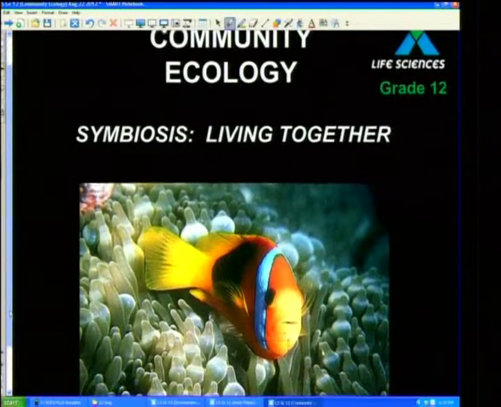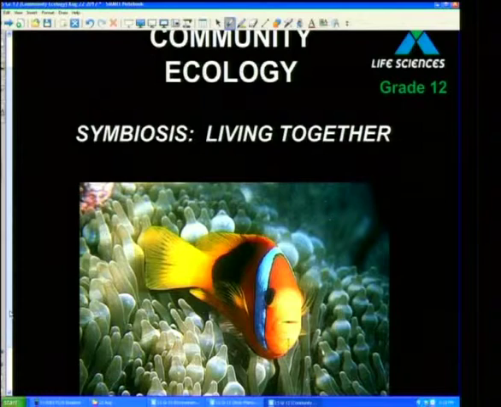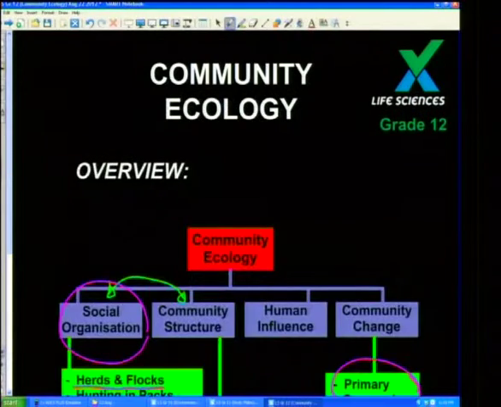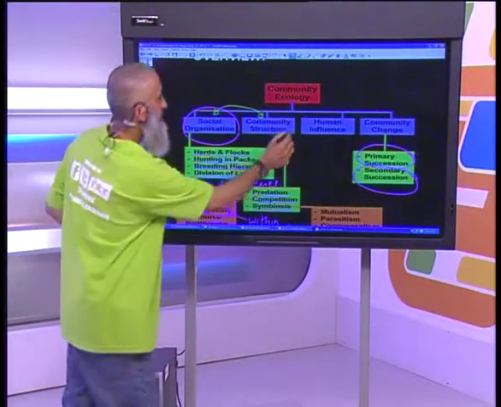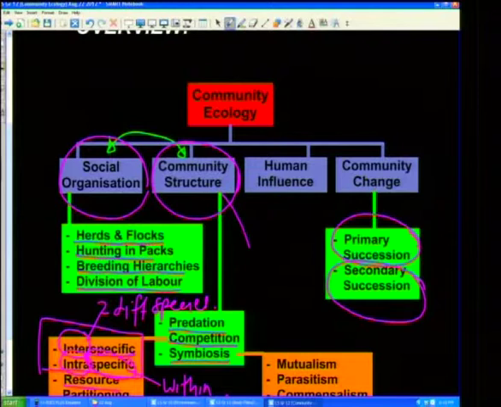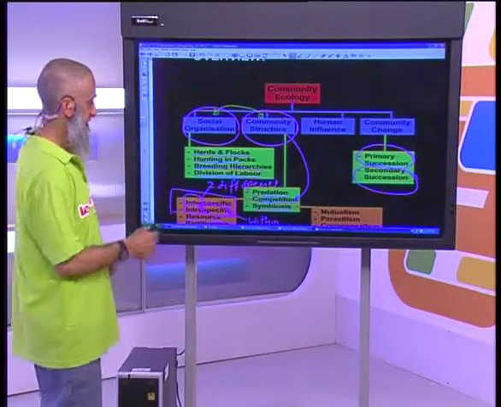We move on now to symbiosis. And that again, I'm going to go back to that other one. Remember, I said I'll keep going back. There we go. When we're talking about community structure, symbiosis is one example. We will look at these other two, predation and competition, in questions. So they will unfold as we go through the questions.